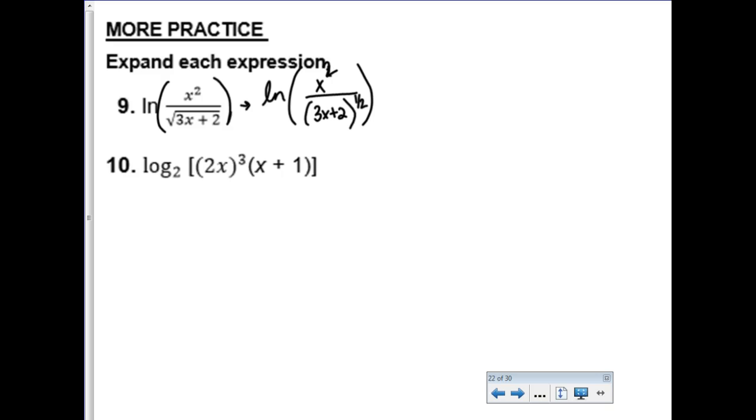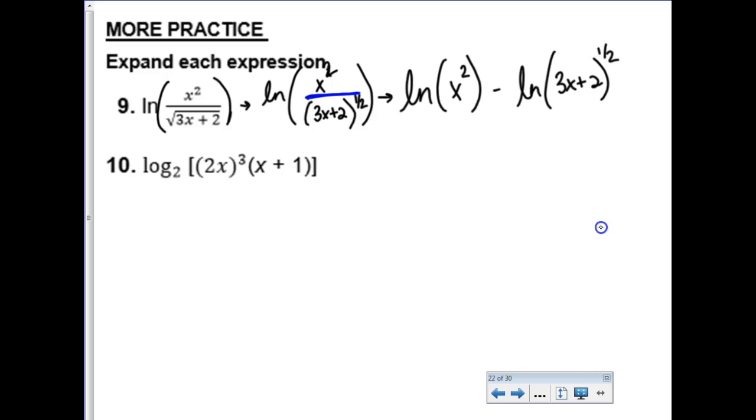But let's take a look at our overarching properties here. I have a quotient. So how do you split up a division problem? Subtraction. So this becomes the natural log of x squared minus the natural log of 3x plus 2, that quantity being raised to the 1/2 power instead of the square root.